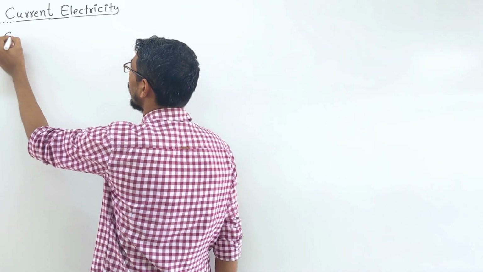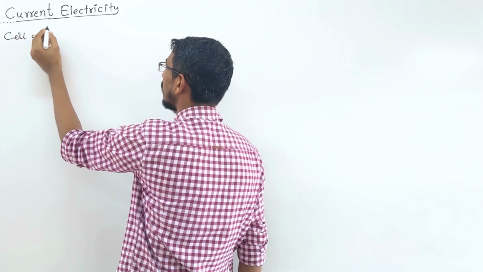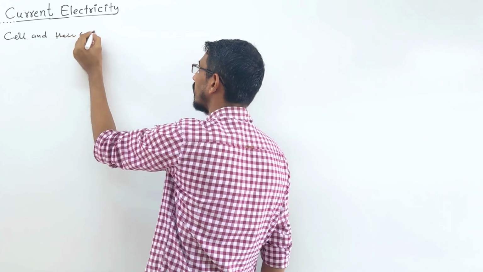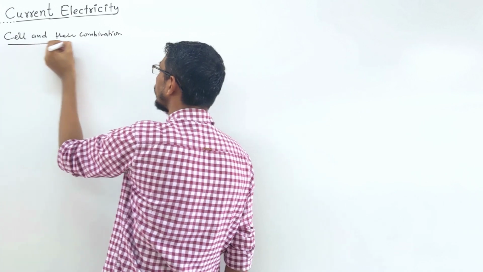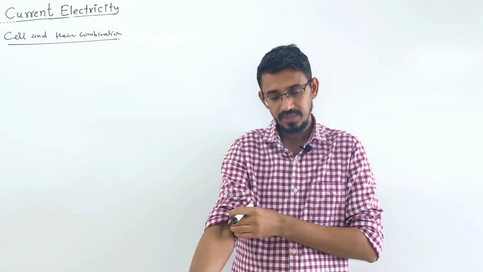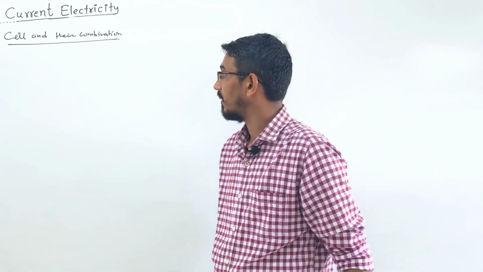So today's topics: cell and their combination, okay? We will talk about cell or you say battery also. There is not much difference between cell and battery. A battery is a combination of cells, that's all, okay. So we are learning about the cell, okay.